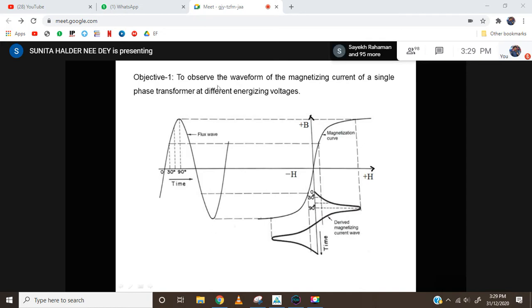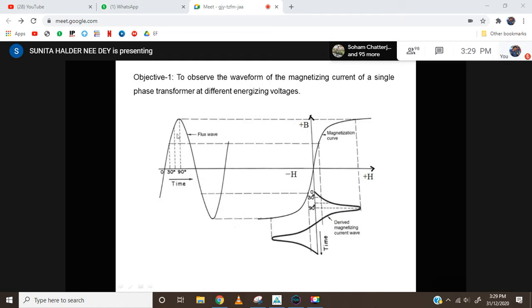Now, if we want to observe the magnetizing current, this is the magnetization curve. For AC application, this curve is the normal magnetization curve. If you join all the tips of the hysteresis loops of any magnetic material, then we get this magnetization curve. That thing we have learned in your first year principles of electrical engineering class. So this is the magnetization curve.